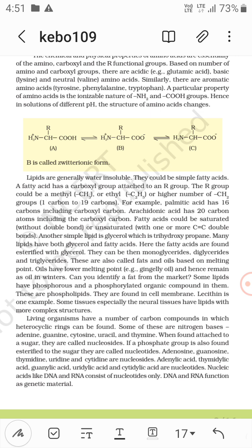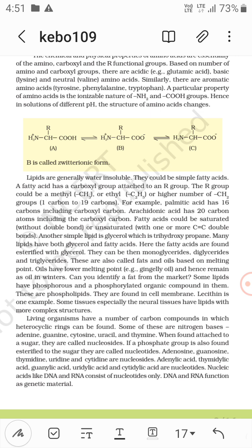Now these are called fats and oils based on the melting point. So oils have lower melting point. Example, gingerly oil, and hence it remains as oil in winter. So can you identify a fat from the market?